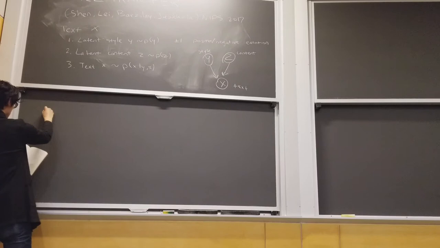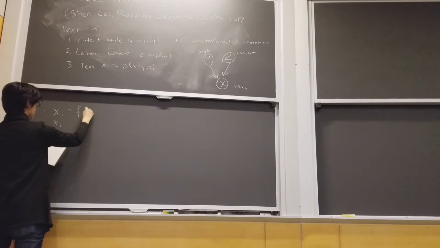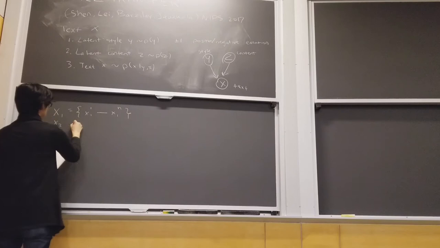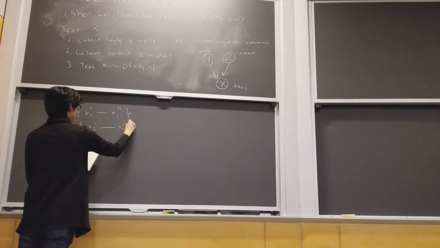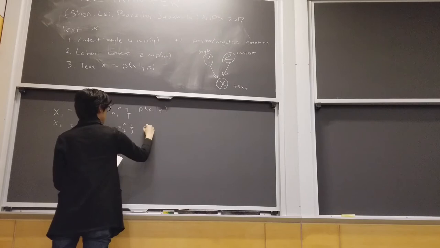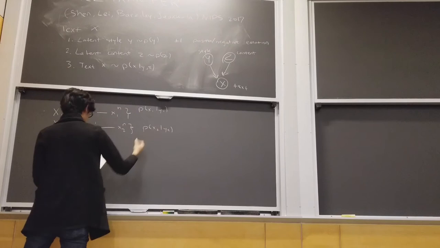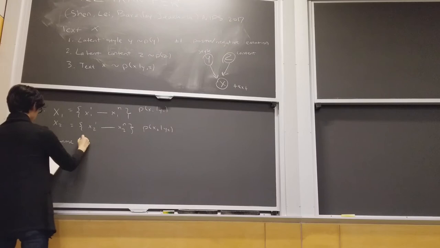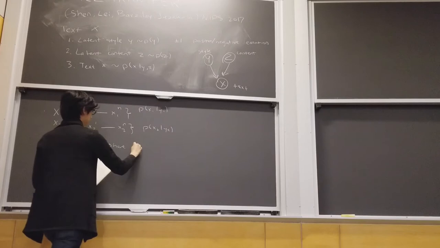In this setting, let's assume that we have two data sets. I'm going to call them X1 and X2. And this is just a bunch of single observed data points. X1 is generated from p(x1 given y1), so whatever style y1 is, and X2 from a different style y2. And furthermore, sort of a big assumption, but could be a reasonable assumption, let's assume that X1 and X2 share the same p(z), the distribution on latent content.